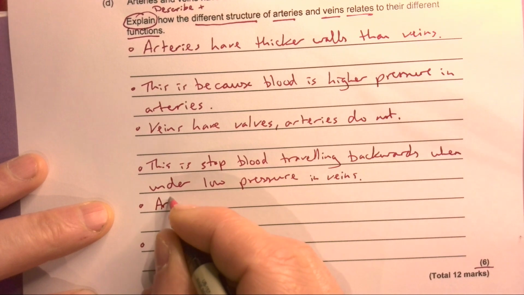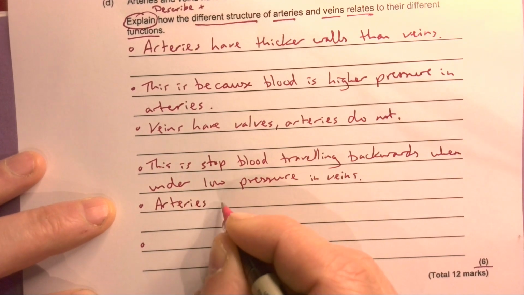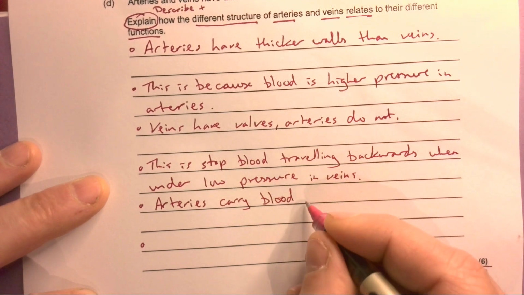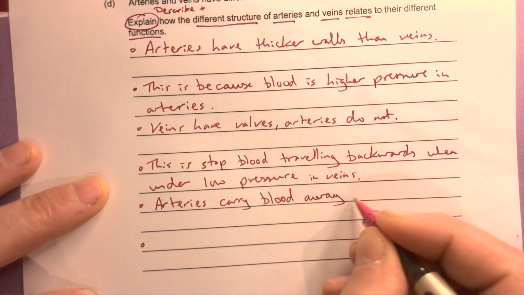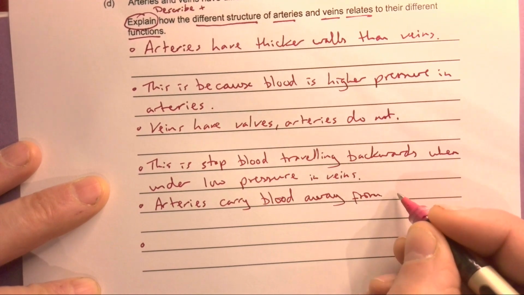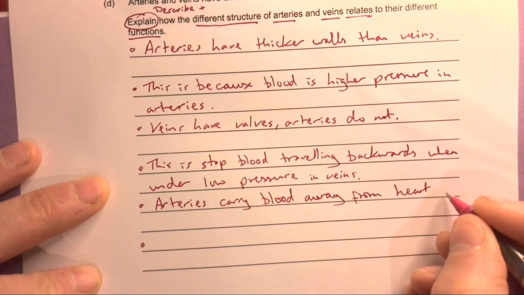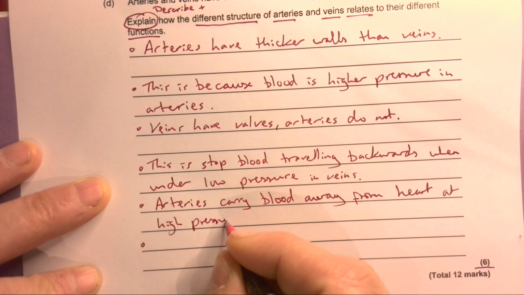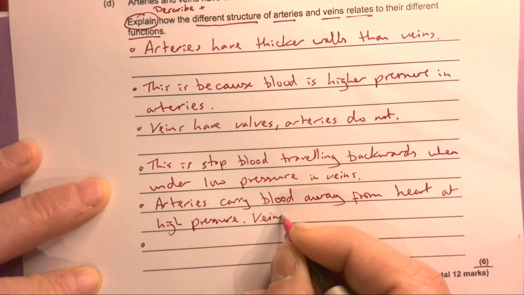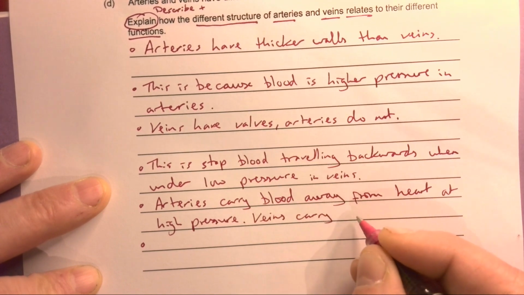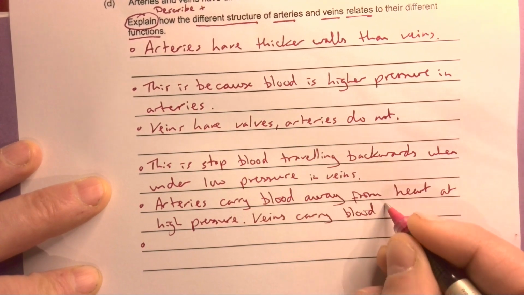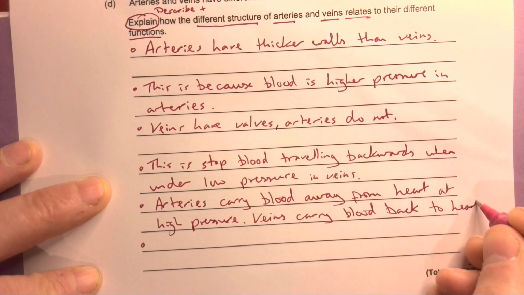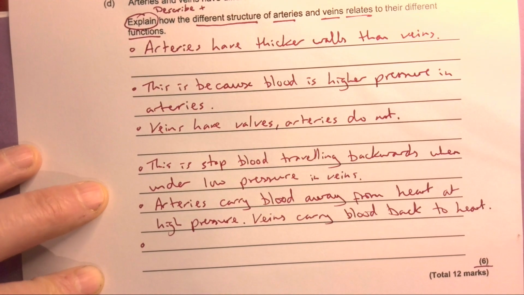So arteries carry blood away from the heart at high pressure. The veins carry blood back. Okay, so I'm adding that. That's some extra information I know.